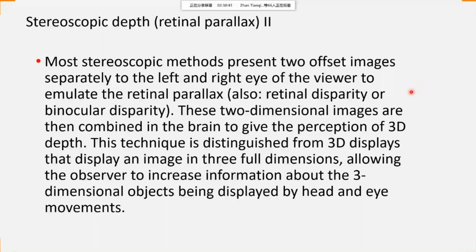It's also called retinal disparity or binocular disparity. These two-dimensional images are then combined in the brain to give the perception of 3D depth, three-dimensional depth. This technique is distinguished from 3D displays that display an image in three full dimensions, allowing the observer to increase information about the three-dimensional objects being displayed by head and eye movements.